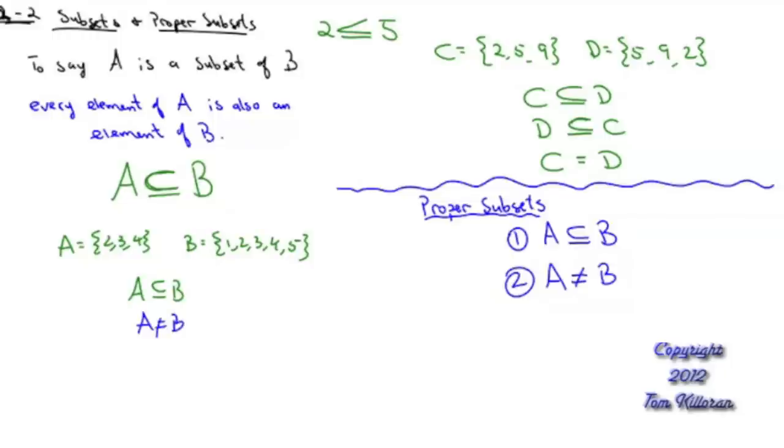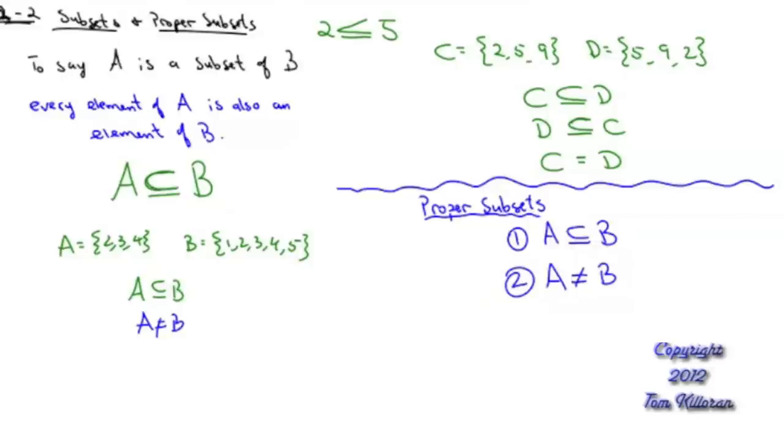Why? Because this one only has three elements and this one has five. That's guaranteed that they're not equal. So to be a proper subset, you first have to be a subset. But then those sets cannot be equal. So out of these two examples, A and B, are they proper subsets? Yes, because they're subsets, but they're definitely not equal.